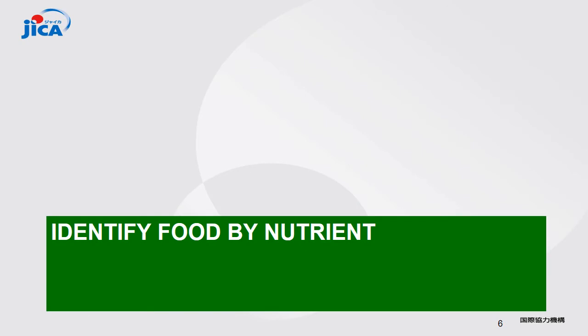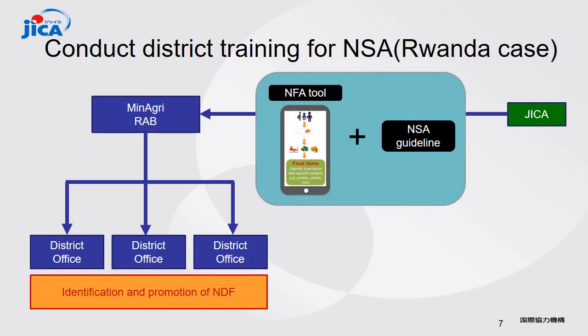Next, identification of food by nutrition value. For the project in Rwanda, we have developed a smartphone-based tool to support identification of the key commodity together with nutrition-sensitive agriculture guidelines. These tools are utilized to conduct training for district officers who will determine the key commodity for nutrition improvement in each district.